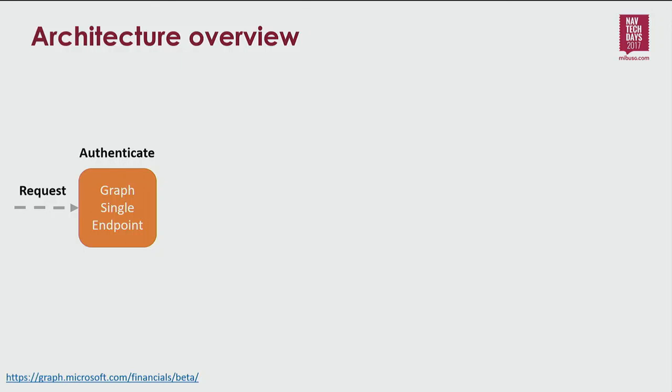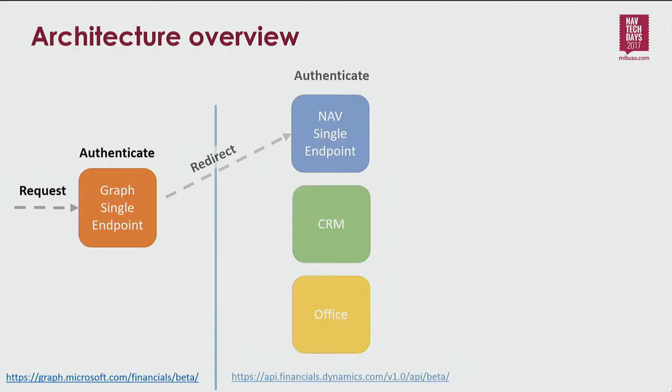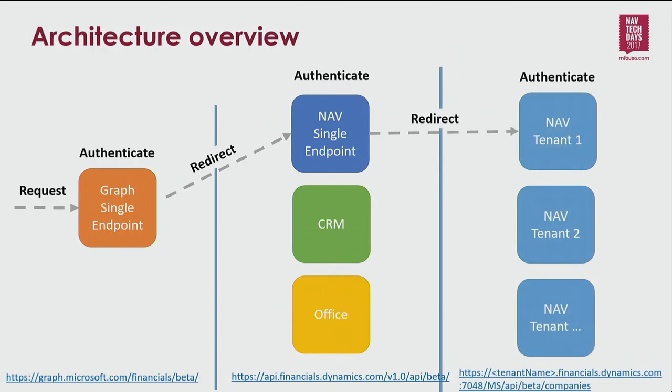Please notice in the bottom of the namespacing here, I think we have, if you call it with financials, it will redirect you to our single endpoint for the SaaS offering. And again, if you are logged in and sign in using OAuth, AAD authentication, it will of course pick up the right tenant and find all the details that you want to fetch from that tenant, or from Office, or from CRM, if they have exposed those entities.